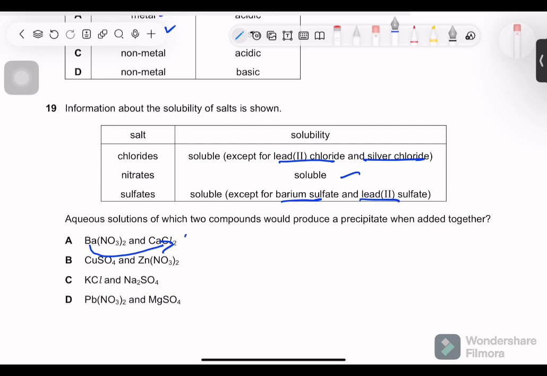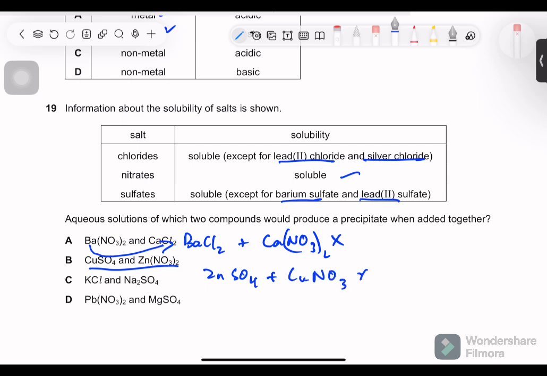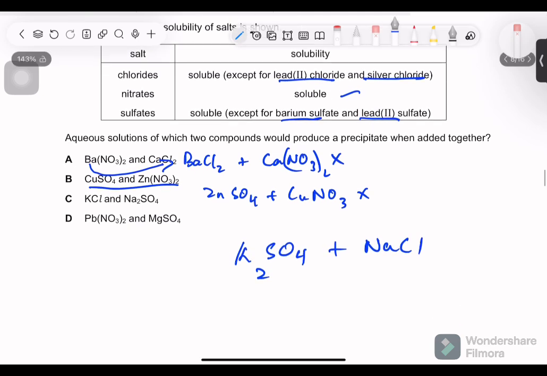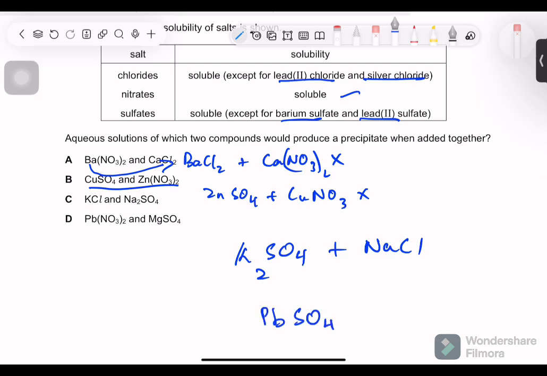So this produces barium chloride and calcium nitrate. So no precipitate. This produces zinc sulfate and copper nitrate. Again, no, nothing is insoluble. Option C produces sodium sulfate plus NaCl, both soluble. Option D produces lead sulfate and magnesium nitrate. So lead sulfate is insoluble.